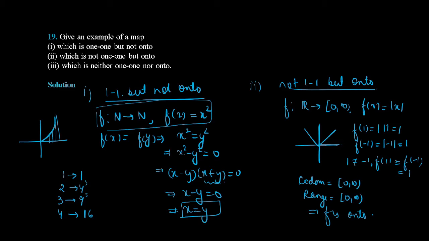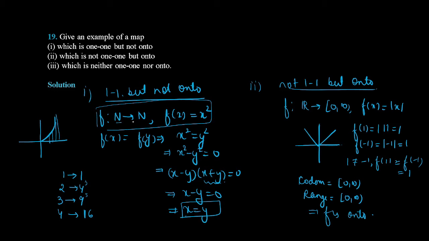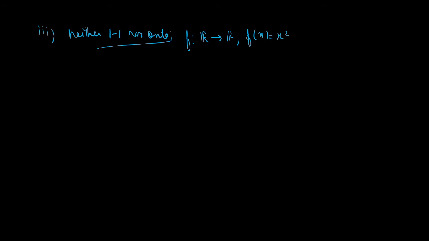Now in the next case, the function should be neither one-one nor onto. So consider a function defined from R to R, and f(x) equal to x square. We are considering the same function x square, but here we changed our domain and codomain. So by changing the domain and codomain, whether the function is onto or one-one can also change. This is the graph for the x square function from R to R.